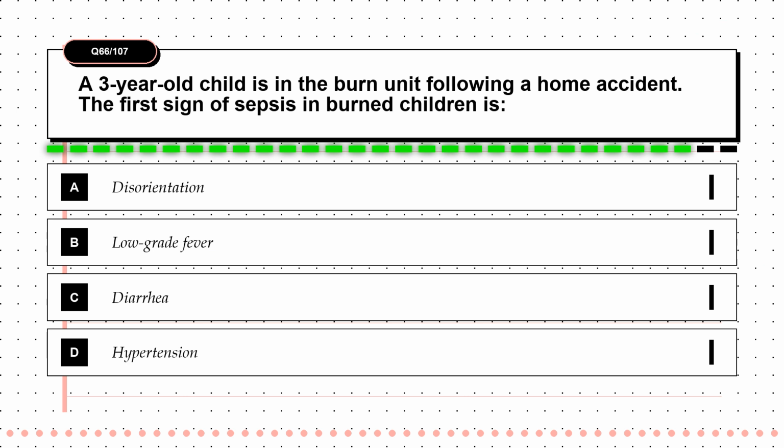Question 66. A 3-year-old child is in the burn unit following a home accident. The first sign of sepsis in burned children is... Here are the options. Option A. Disorientation. Option B. Low-grade fever. Option C. Diarrhea. Option D. Hypertension.